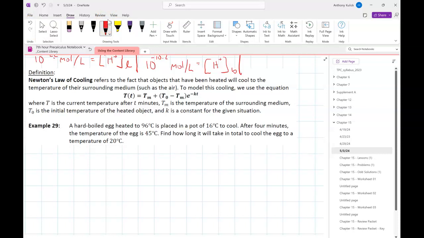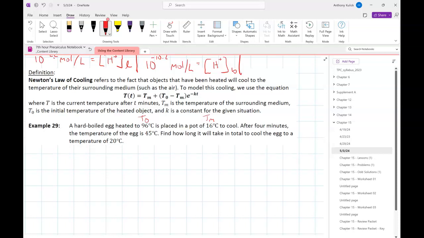So, sounds like I have a lot of information going on here, maybe more than is even needed to fill in the formula once, right? How hot we heated the egg up, that's got to be the initial temperature, right? And the pot of cold water has to be the temperature of the medium. That's where we're cooling the egg down to. So far, so good.